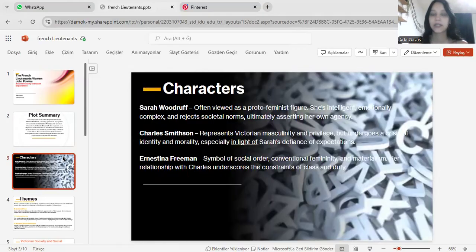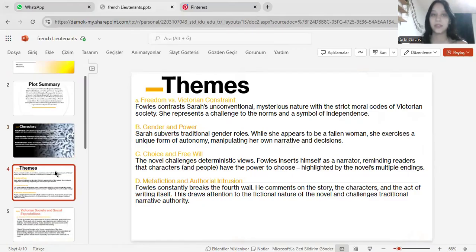And the characters are Sarah Woodruff, a woman who is emotionally complex, rejects social norms, and ultimately asserts her own agency. Then we have Charles Smithson. He represents Victorian masculinity and privilege. And we have Ernestina Freeman. She's a symbol of social order, conventional femininity, and materialism. These are basically the characters, and I will give you some themes.